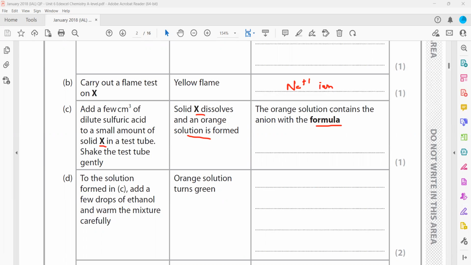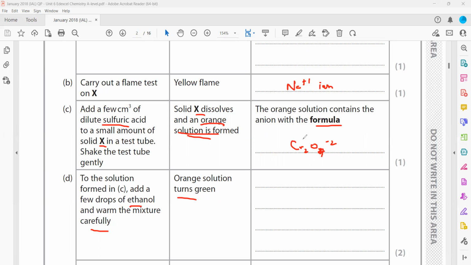Whenever an orange solution is formed, usually yellow and orange solutions are due to chromate and dichromate. So when we have an orange solution, it will be dichromate, Cr2O7 with the charge -2. So whenever this orange solution is formed when we add an acid, it gives evidence that it is a dichromate ion. Then we add alcohol to the solution, and the orange solution turns green.